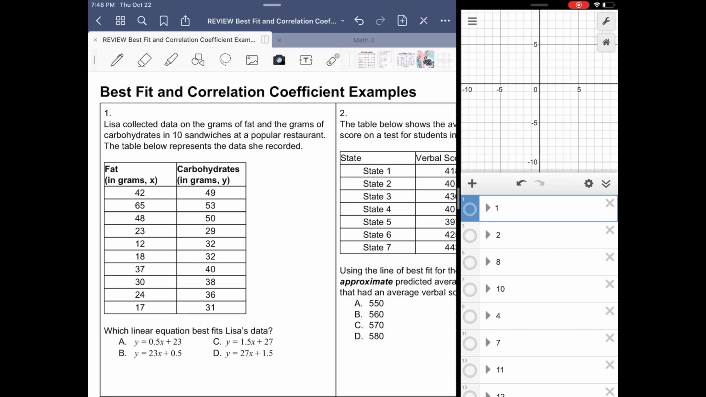Alright, so this video is a review of best fit models and correlation coefficient. This PlayPosit is going to have practice questions throughout, and this assignment will count as a grade.